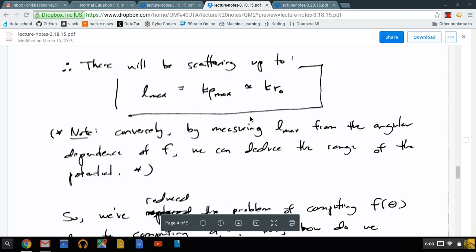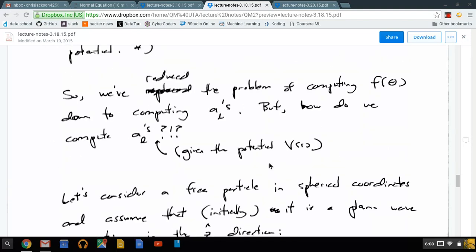So if we have some maximum L value, that means that... where am I? I just got lost. Yeah. Okay.